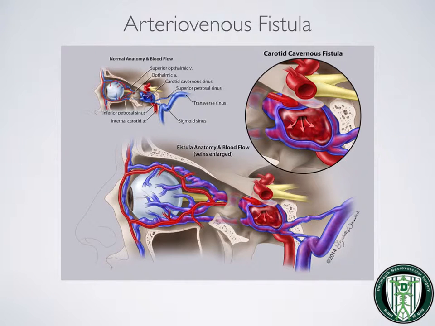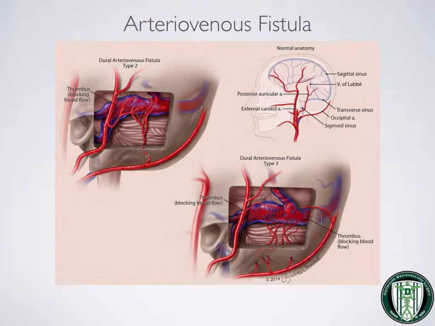This is an illustration of a carotid cavernous fistula, which is just one of many types of fistula. Again, the relationship between the artery and the vein is critical in fistula development. Essentially, the artery plugs directly into the vein, causing high blood flow into the venous system. This causes congestion in the brain and other tissue.